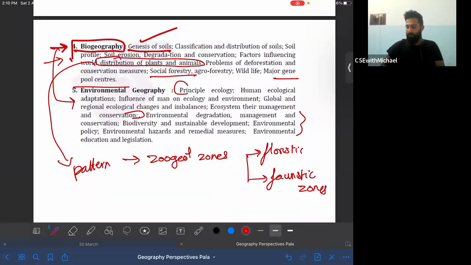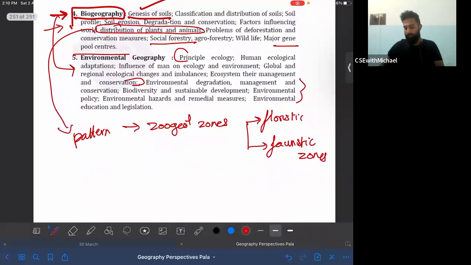But the same cannot be said about environmental geography. So we'll be able to cover a few basic things. We'll not be exactly able to predict the topics that are going to come. Biogeography, we can predict. Right. So we'll go with respect to that.